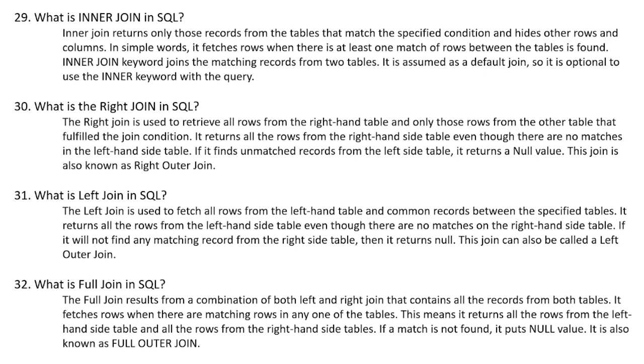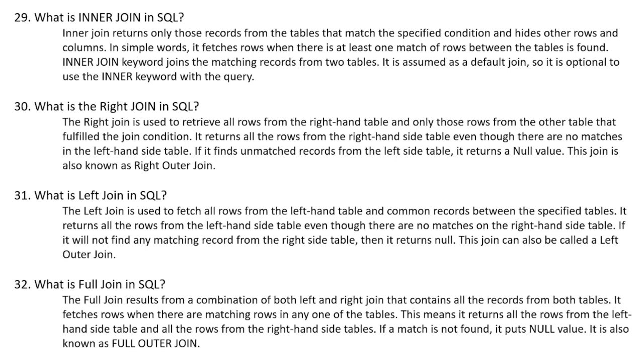Question 30. What is the right join in SQL? Answer: the right join is used to retrieve all rows from the right-hand table and only those rows from the other table that fulfilled the join condition. It returns all the rows from the right-hand side table even though there are no matches in the left-hand side table. If it finds unmatched records from the left side table, it returns a null value. This join is also known as right outer join.